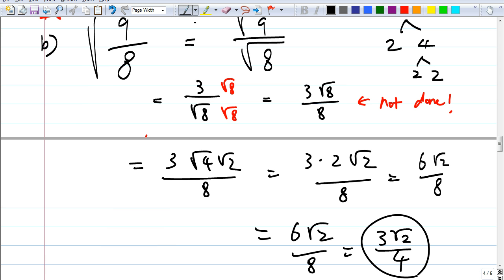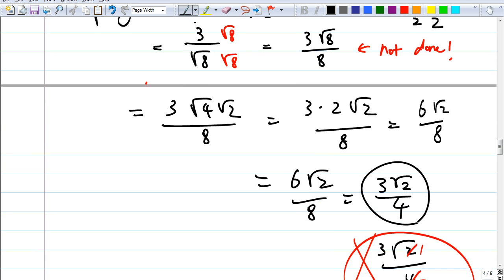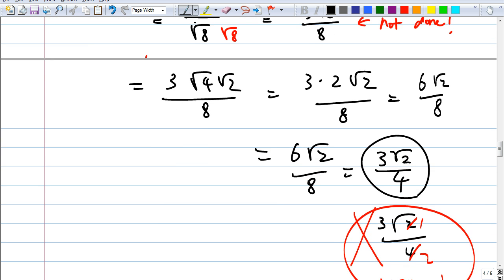Cameron, what were you going to say? What did you guys do? You guys did it differently than this? We simplified rad 8 into 2 rad 2. That's right. By the way, before we get there, could I do this? 2 and 4, could I cancel them out? Doesn't 2 go into 2 and 2 go into 4? Why can I not cancel them out?